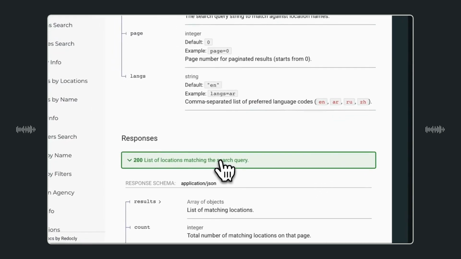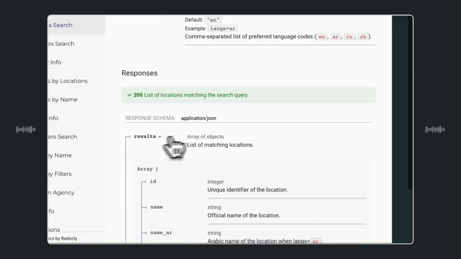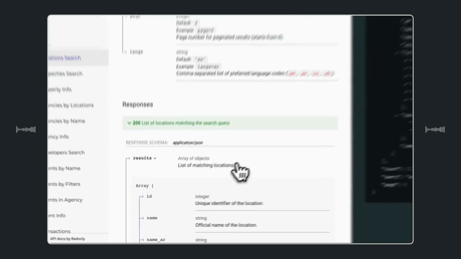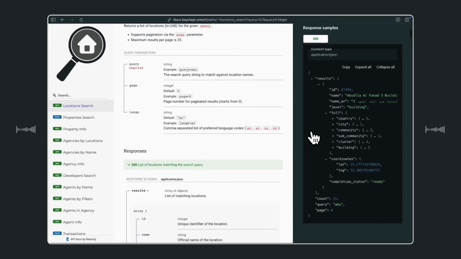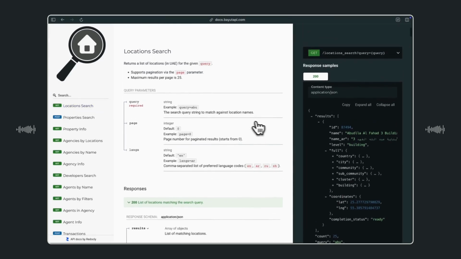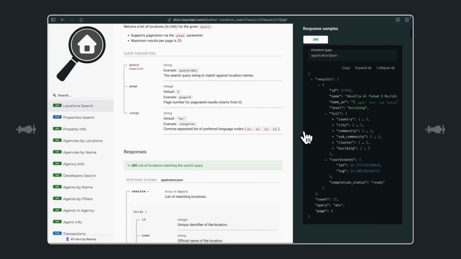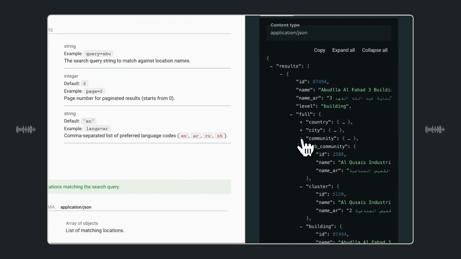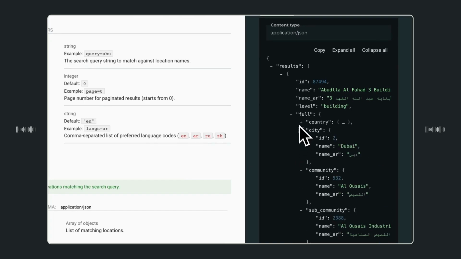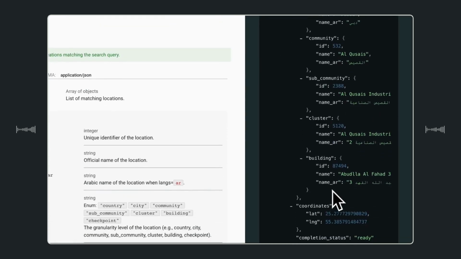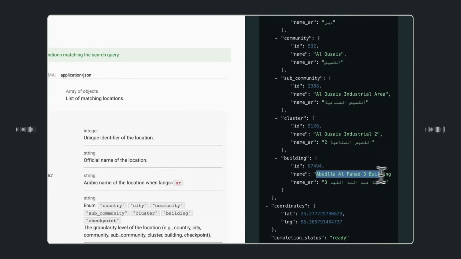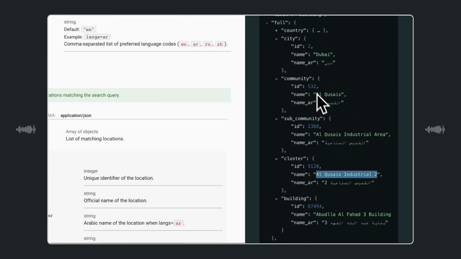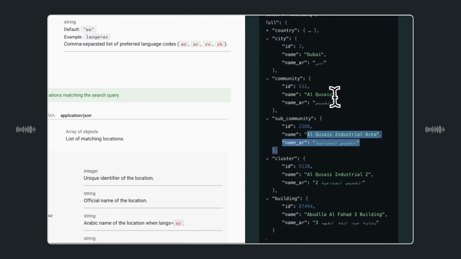And the precision here sounds astonishing. Can you give us an example that really brings this hypergranularity to life? Maybe something surprising from the source. Certainly. The API lets you search for locations not just by city, but right down to community, sub-community, cluster, even individual buildings. So for instance, if you search for Abu, you might not just get Abu Dhabi. You could get something as specific as Abdullah Al Fahad 3 building. And that's located within the Al Quozzais Industrial Area 2 cluster in the Al Quozzais community, all within Dubai, UAE.